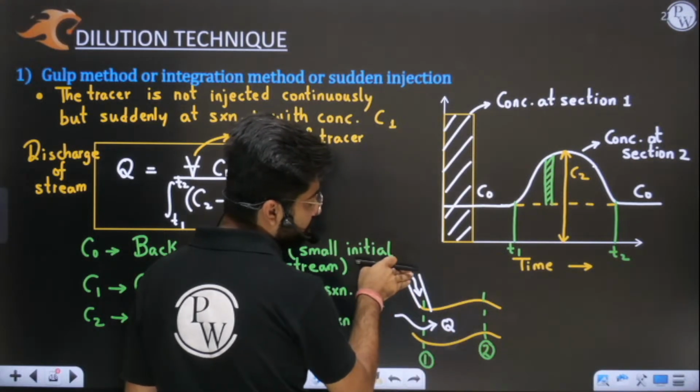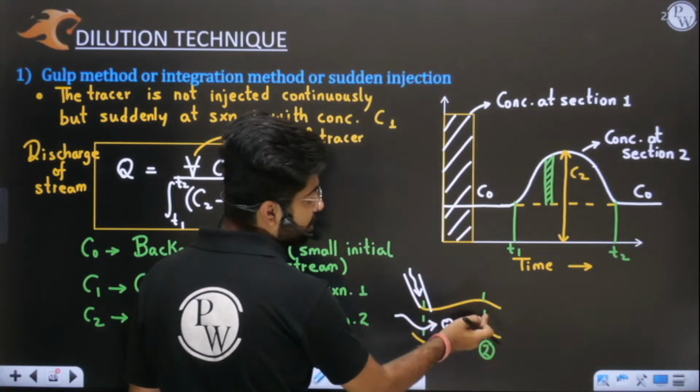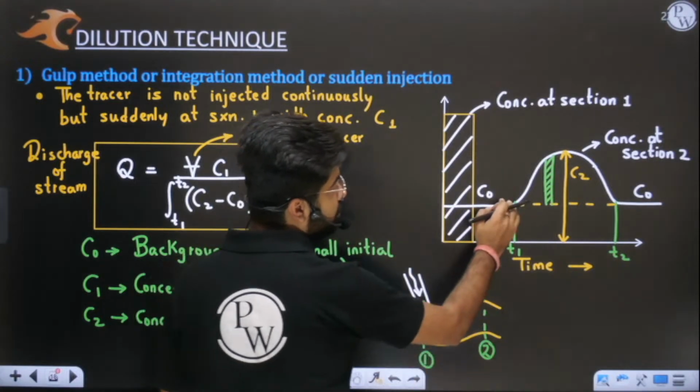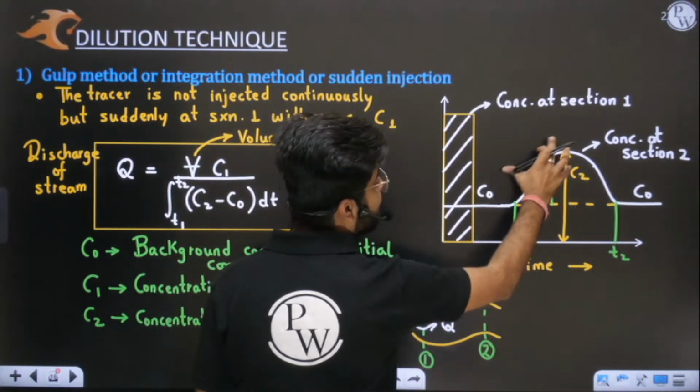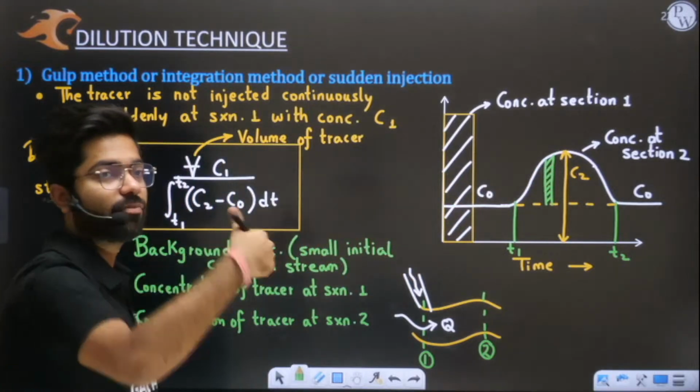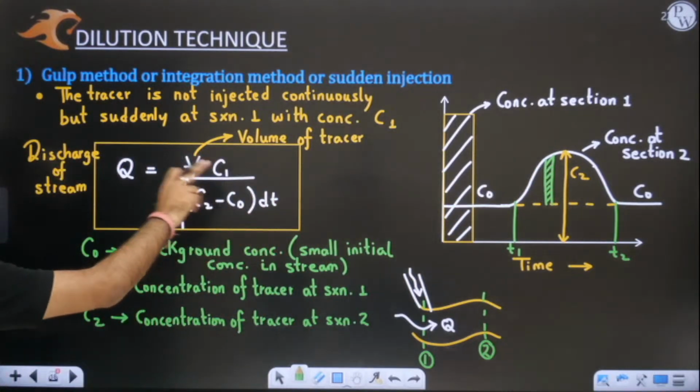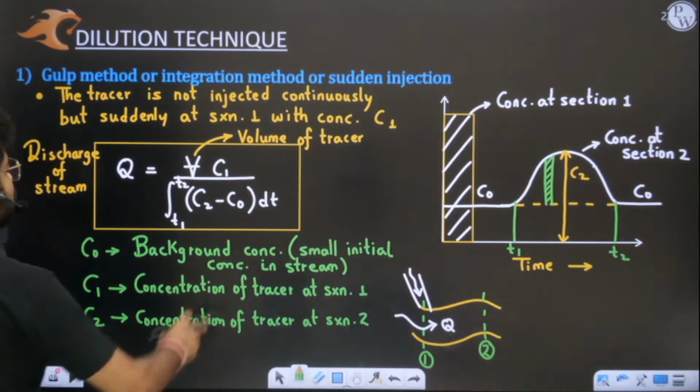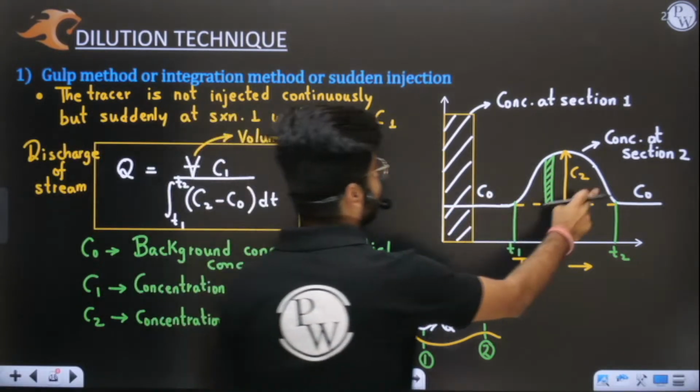effect. See, when you will inject the tracer at section 1, it will reach section 2. At section 2, when it will reach, obviously this graph will go up. So how much extra volume you are getting there, that you want to write here. Okay, so the area under this graph I want to evaluate.